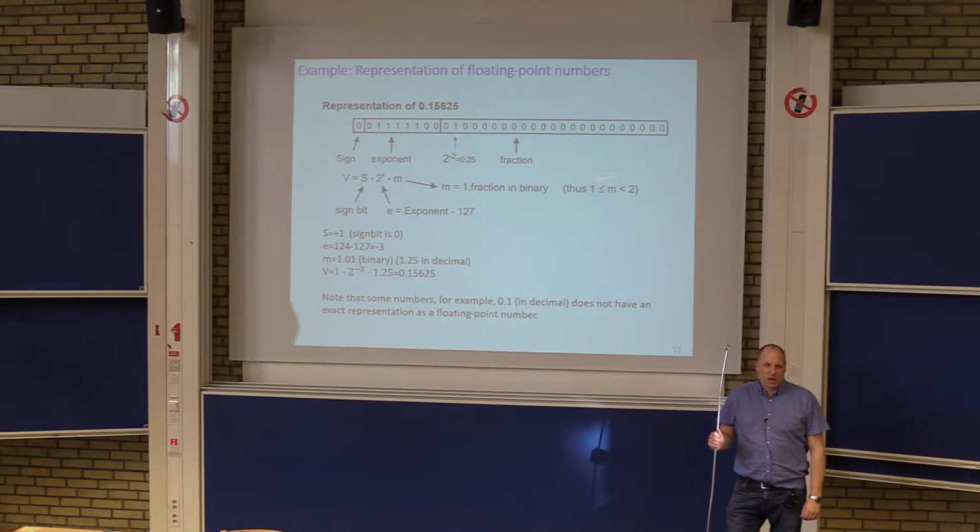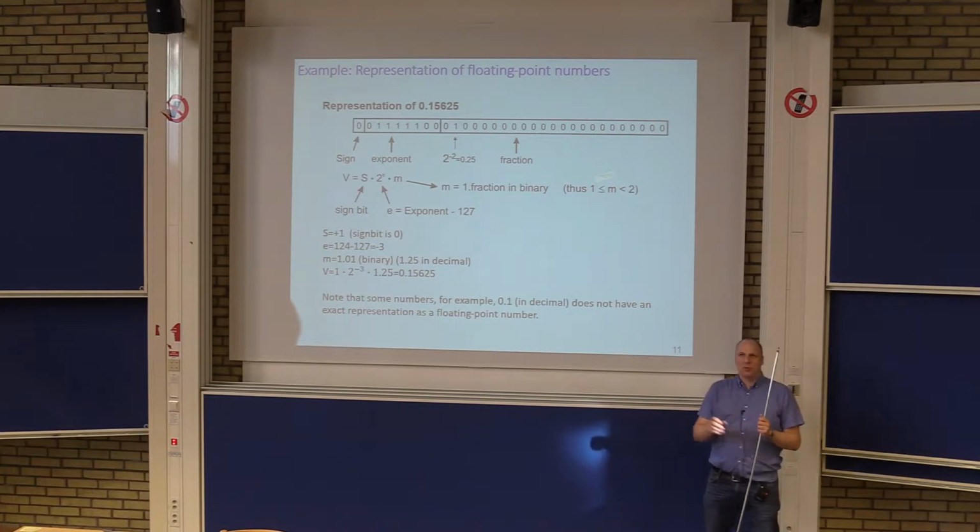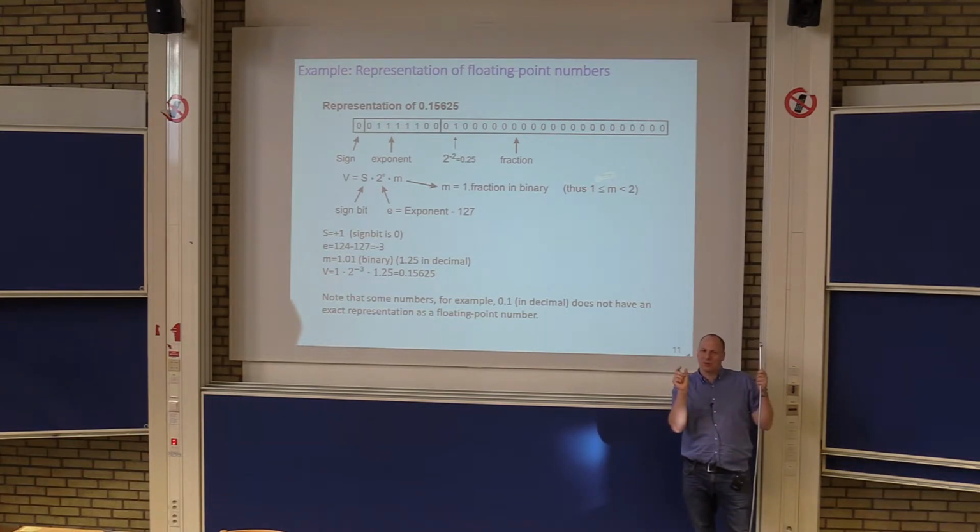Because you can calculate the same number in different ways, and you will get different results. So never use equality when you compare floating point numbers. So typically you would like them to be not exactly the same, but you would like to compare if they are close to each other, or if they are greater or less than a certain threshold. So this is of course different from integers, where you can easily compare if they are equal to each other.